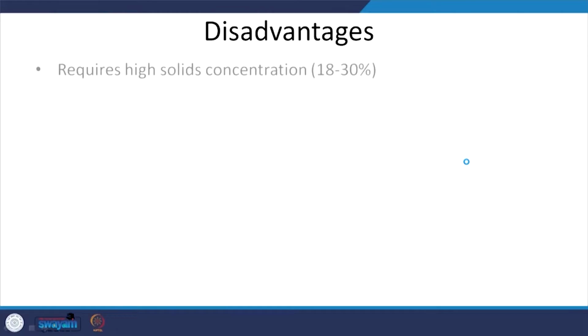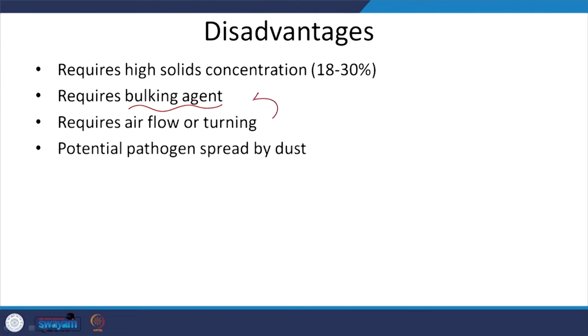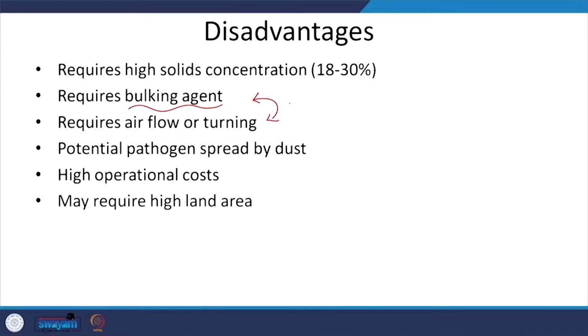So, disadvantages: high solids concentration is required initially, requires bulking agent to promote aeration, requires airflow or turning. Again, all these are tied in. Yes, potential pathogen spread by dust, because I am keeping it open and aerating it, and also you have wind blowing in. So, potential pathogen spread by dust, high operational costs, but this depends upon how well you need to mix it. But the key aspect is high land area, and especially in India where the costs are high, at least in the metropolitan areas or cities, that is going to be an issue or a concern.